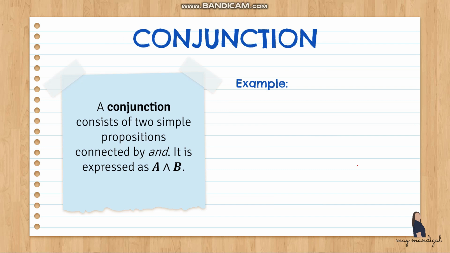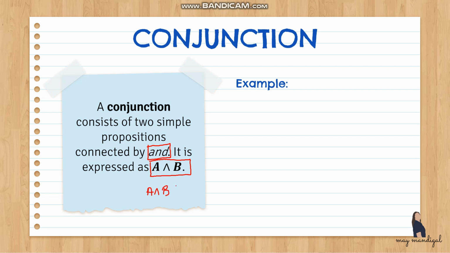For conjunction, a conjunction consists of two simple propositions connected by and. The kind of proposition depends on the connective that we used in the sentence. So again, if we use and, and there are two simple propositions, we call it a conjunction. And this is the symbol that we use for conjunction. It's like a V, or an inverted V. So that is the symbol for conjunction, for and.